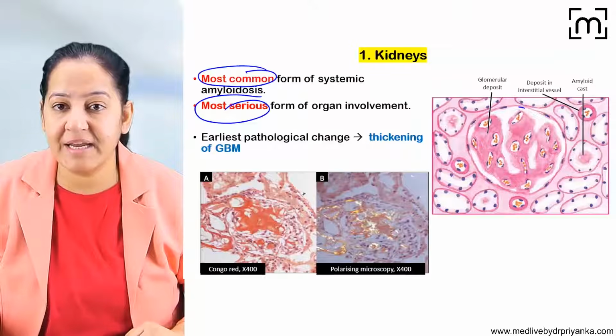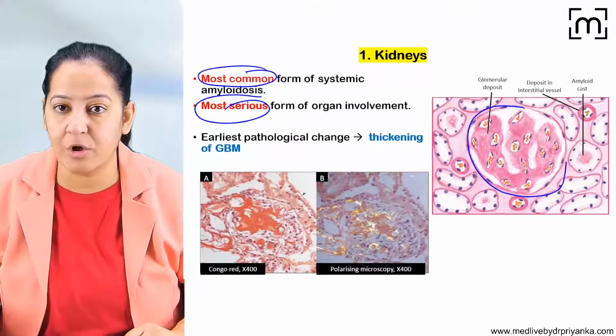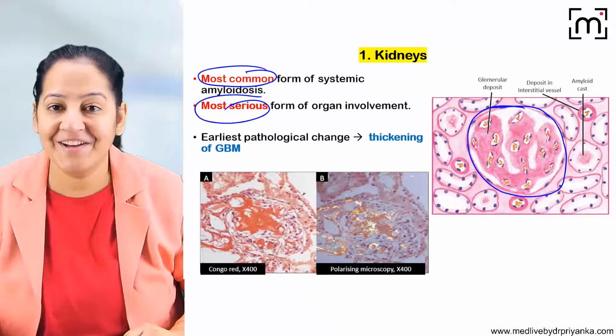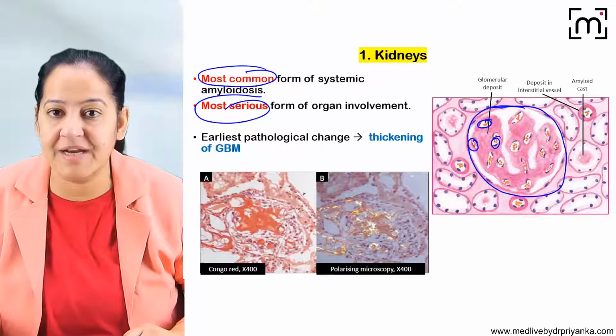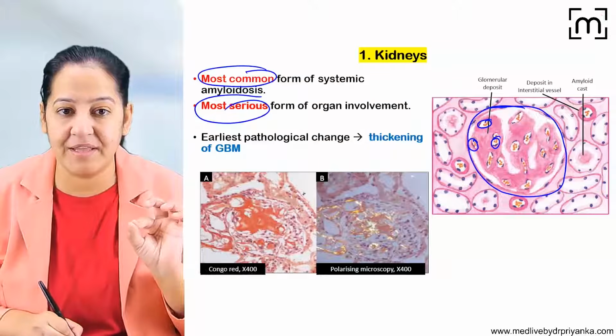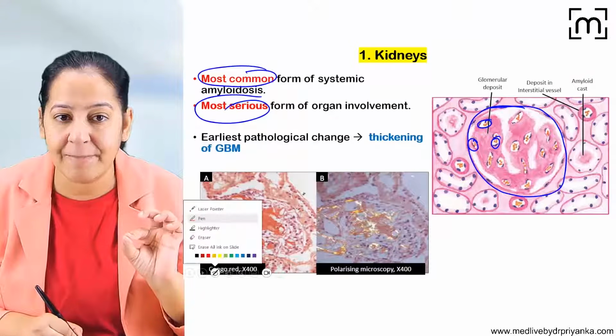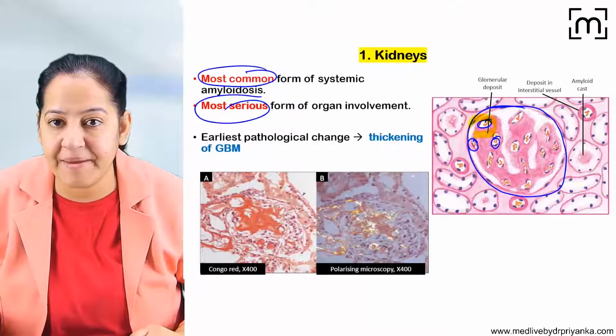Can you see in the kidney, this is the glomerulus. You all can appreciate. In the glomerulus, these are the basement membrane. Can you see the pink color deposited outside the basement membrane? So it is deposited in the basement membrane. Please appreciate, it is depositing in the basement membrane. Can you see the basement membrane getting thickened?